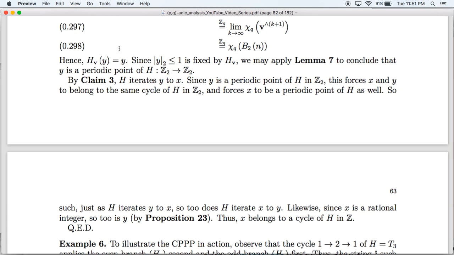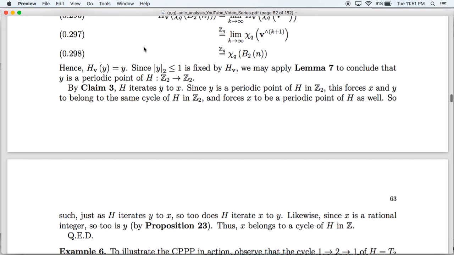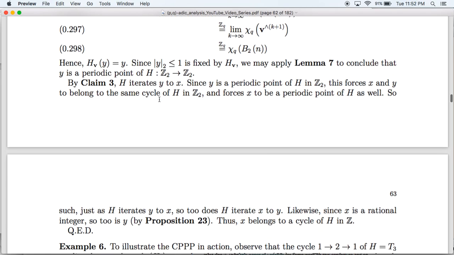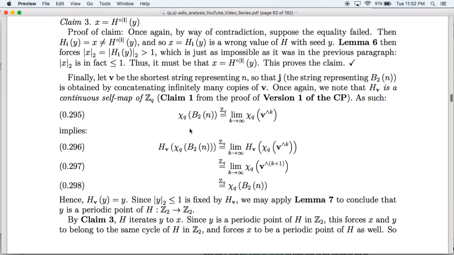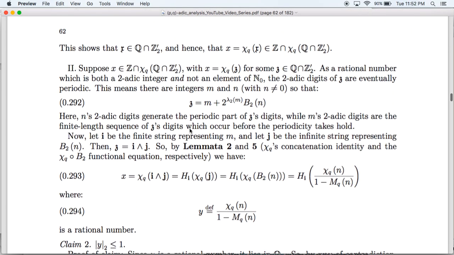I misspoke there. I said we haven't assumed that x is a periodic point. We're trying to show that. So yes, and you can just watch this. Just to go over here, we started by supposing x was in the image and was an integer, but not necessarily a periodic point.